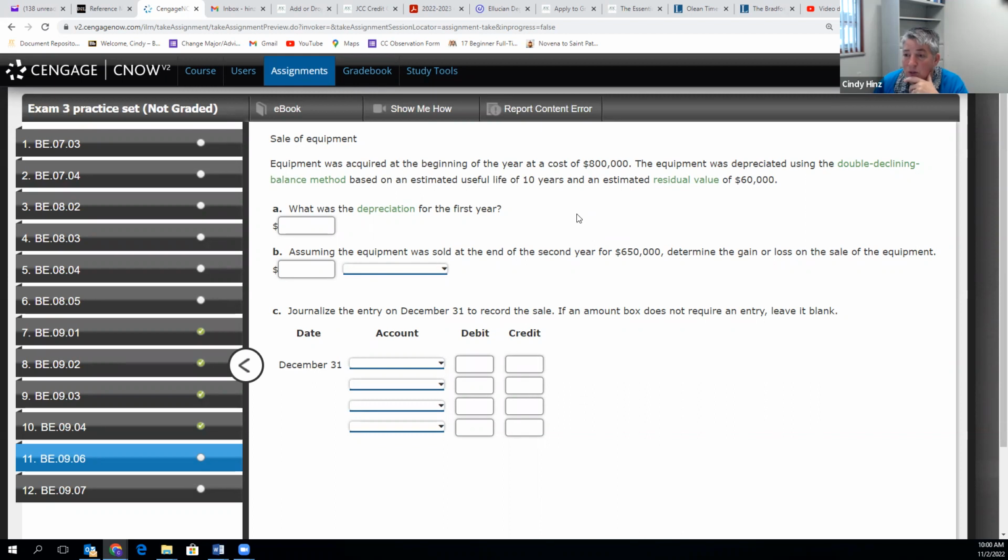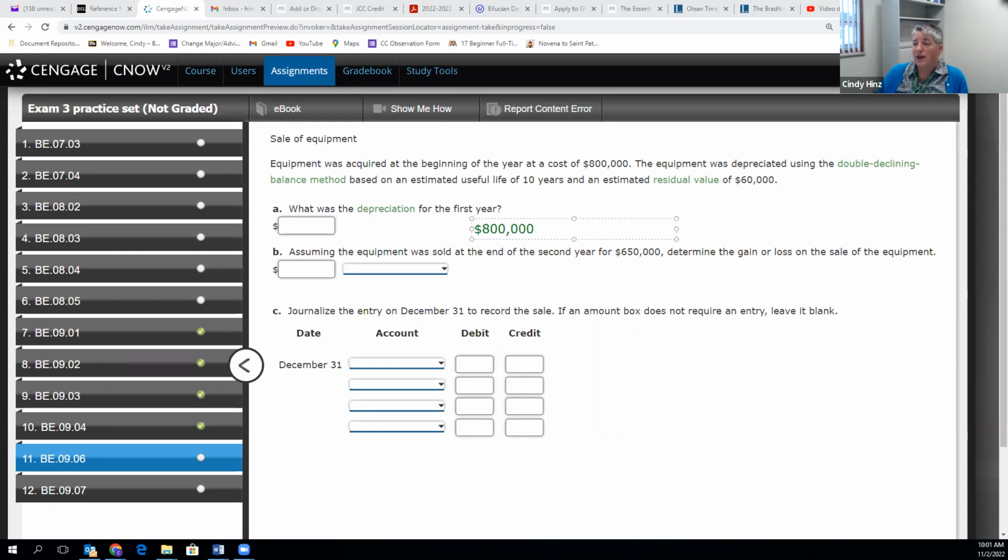And so moving on then to our next exercise, if there aren't any questions. Now we're at the end of the asset's useful life, and we need to report that we are selling or disposing of that asset. Equipment was acquired at the beginning of the year at a cost of $800,000. The equipment was depreciated using the double declining balance method based on an estimated useful life of 10 years and an estimated residual value of $60,000. So our first question is, what was the depreciation for the first year?